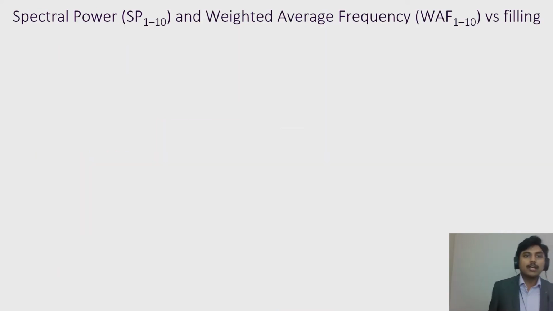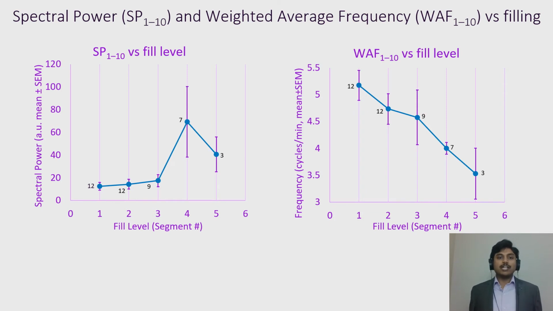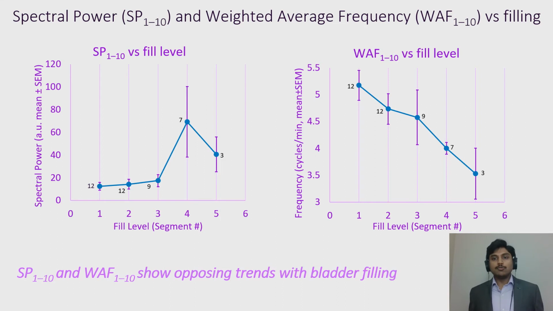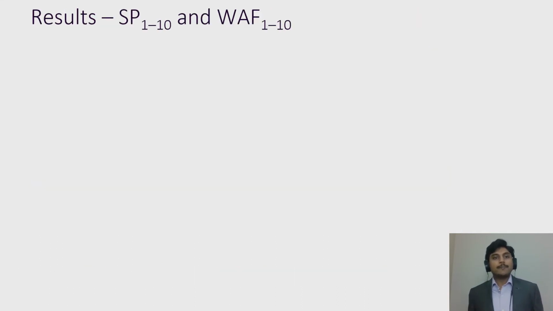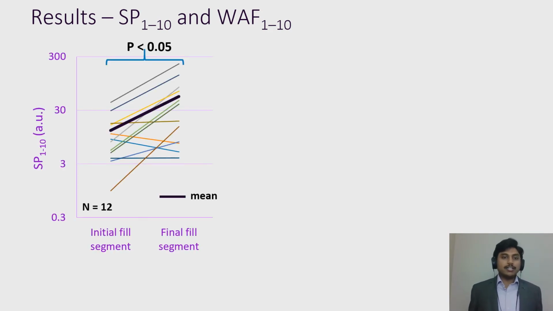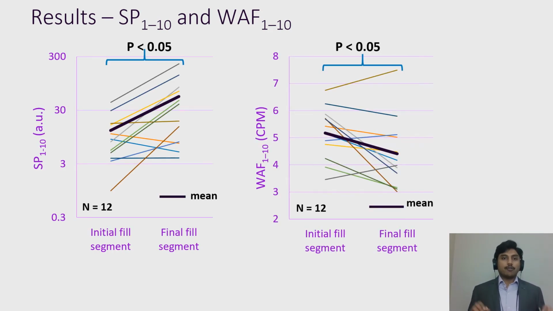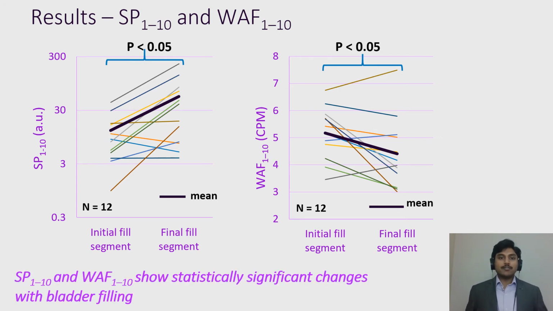in this plot. Plotting these values against fill levels, we observe that the spectral power is increasing with bladder filling while weighted average frequency is going down with bladder filling. So these two quantities are showing opposing trends with respect to bladder fill levels. Applying the t-test to the initial versus final fill segments for both quantities, we see that both SP and WAF show statistically significant variations between initial and final fill segments while preserving their respective trends of increase and decrease with fill levels.